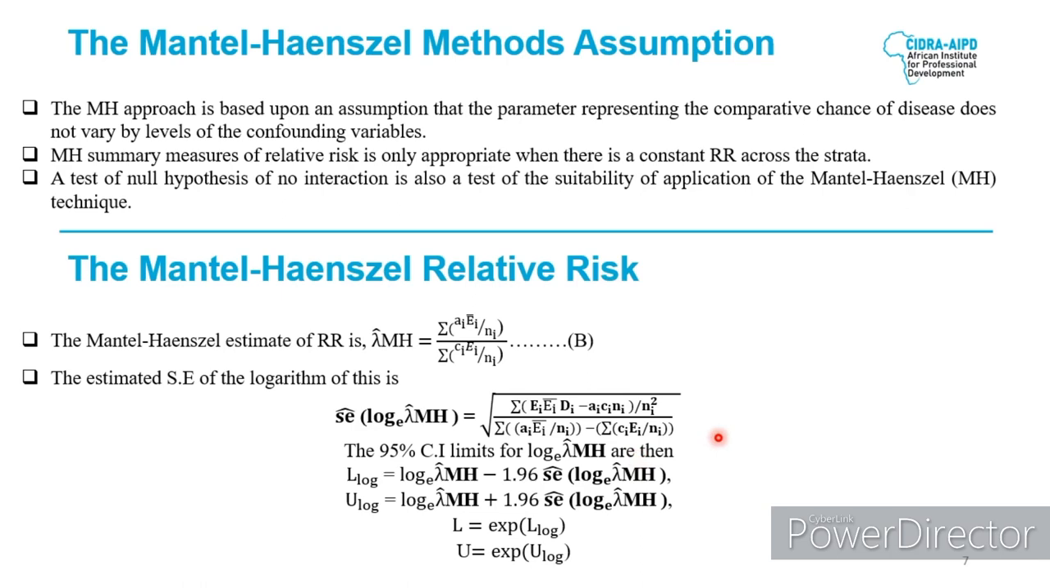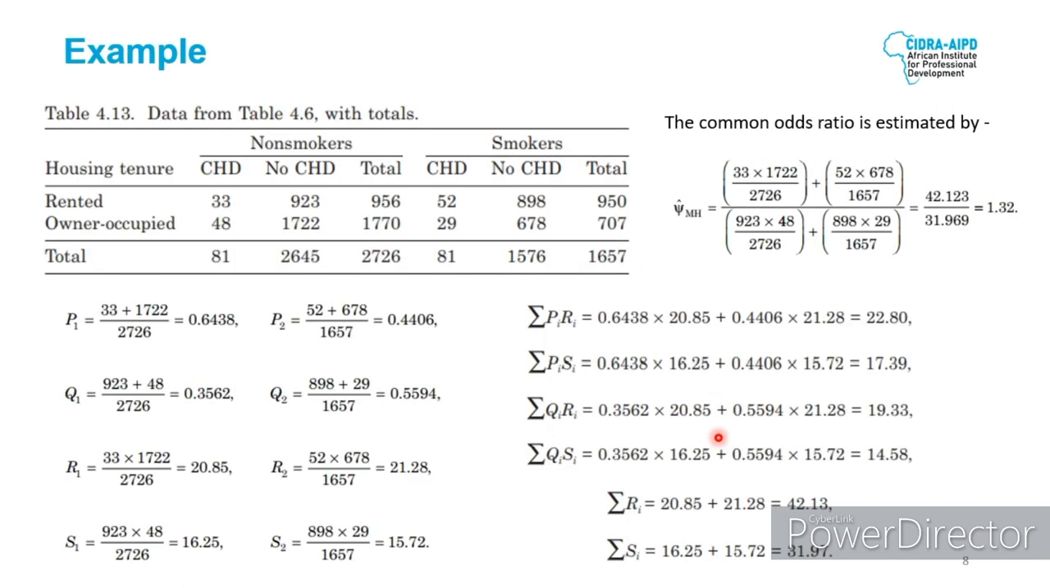I hope you have seen the formula now. So now we are going to apply all these formulae in this example. Here the data involves two strata for the confounder smoking status, for smokers and non-smokers, and the data presented have totals included. So this is non-smokers with CHD, no CHD, in total, smokers with CHD, no CHD, in total, and housing tenure for rented and owner occupied.